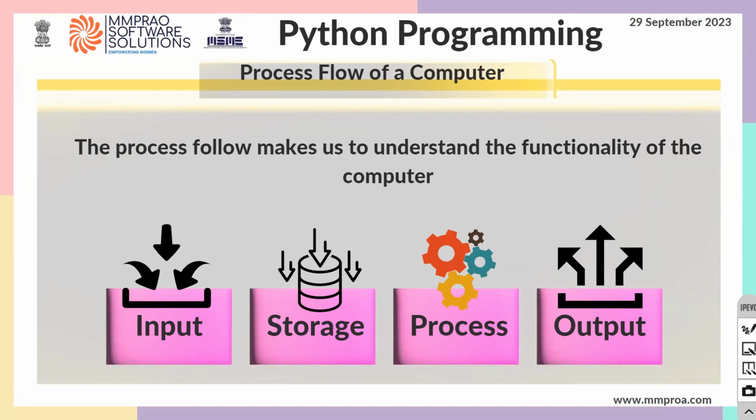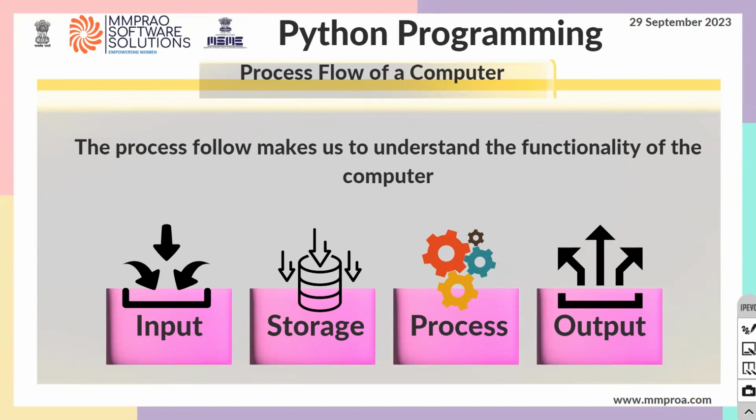So a computer is nothing but a 4-step process machine. This is what we understand by saying process flow of the computer. Okay, am I clear? Yes, clear.